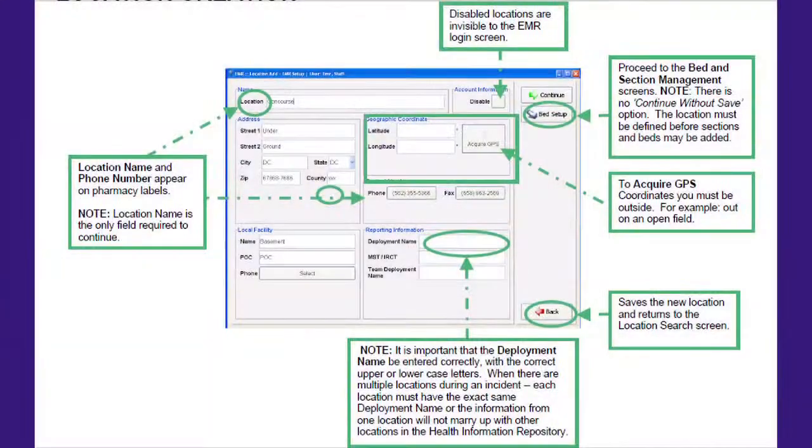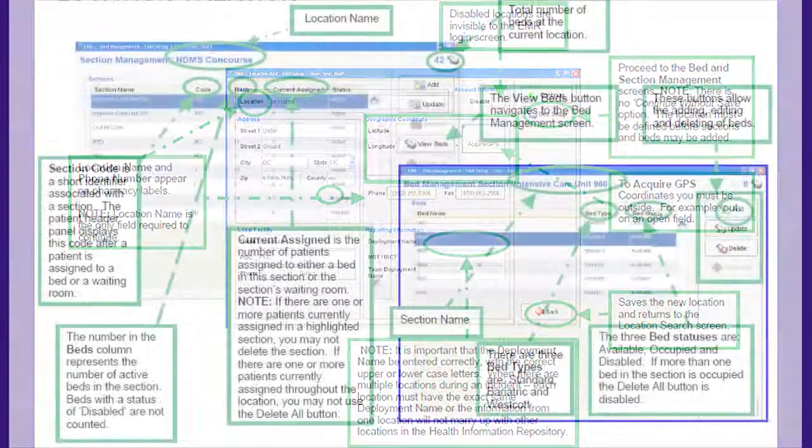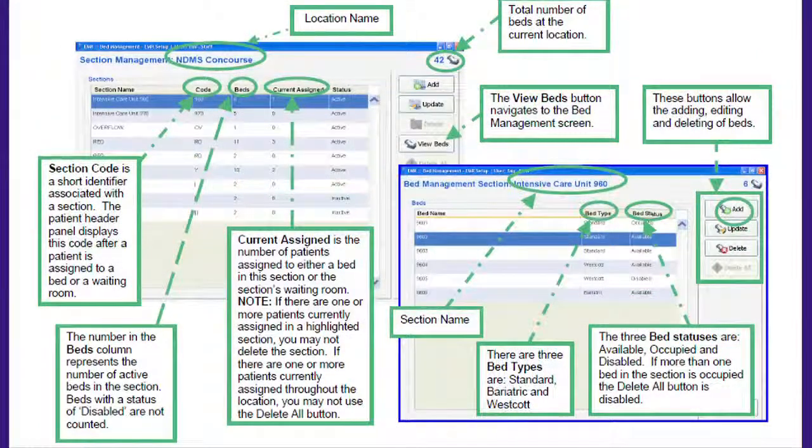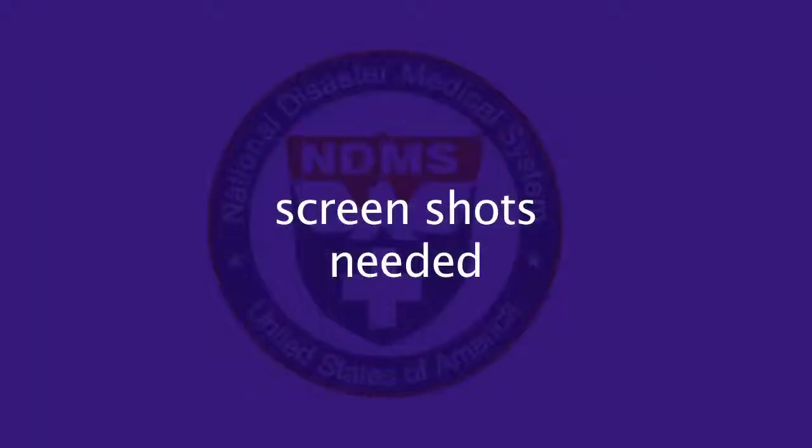From the main EMR setup menu, tap on the Location button and open your location. Enter the location, then tap on the Bed Setup button. The section management screen is now displayed. Tap on the Add button to add a new section. The Add Section window is opened. Enter the name of the section and the section code.